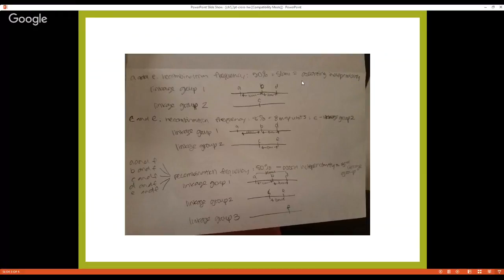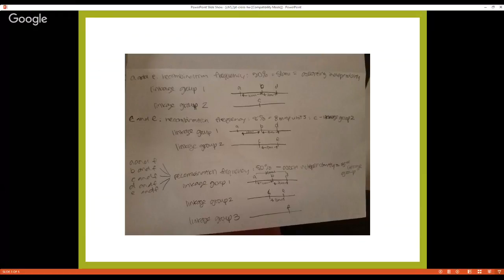But we have to look at C and E to see if they relate, and if they don't have a recombination frequency of 50%, that means that they're in the same linkage group. Once we look down at C and E, it shows a recombination frequency of 8%, and that's equal to 8 map units. So E is on linkage group 2. Linkage group 1 is the same, and now on linkage group 2, we have C and E 8 map units apart.